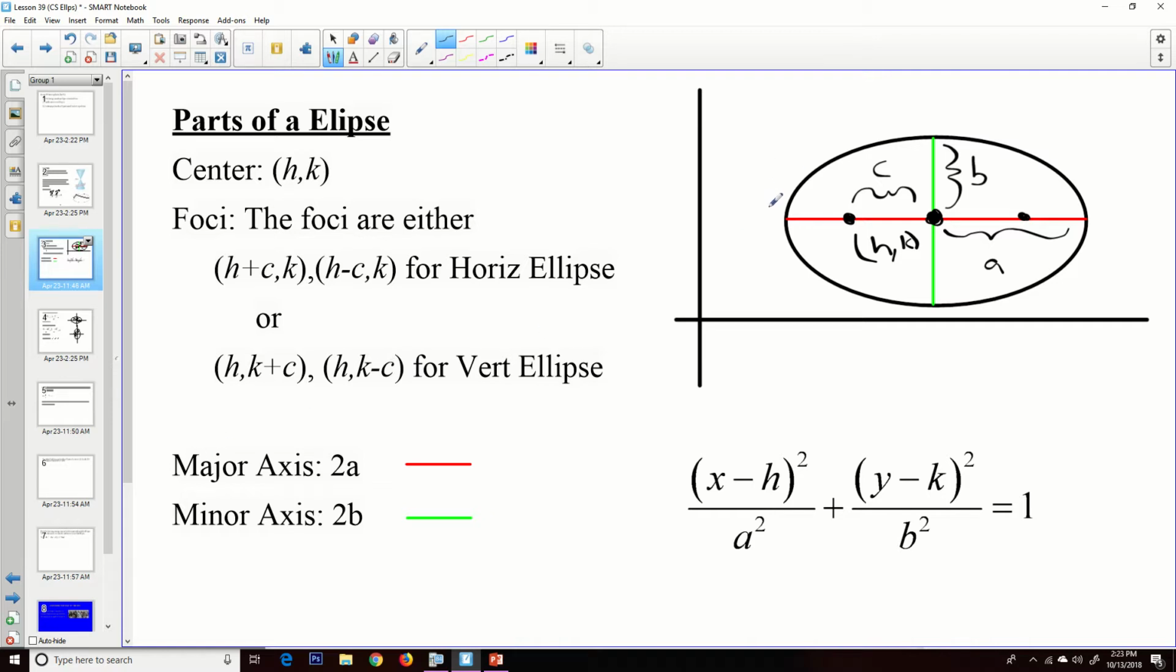In a horizontal ellipse, where your major axis is horizontal, the wider axis is horizontal, your major axis is going to be 2 times the length of a. When I say this a right here, I'm talking about this value right here. Your minor axis is 2b, and this b here is the distance along the minor axis. If we know some of these points, we can calculate a and b fairly easily. Now this c distance is the distance from the center to either focus.